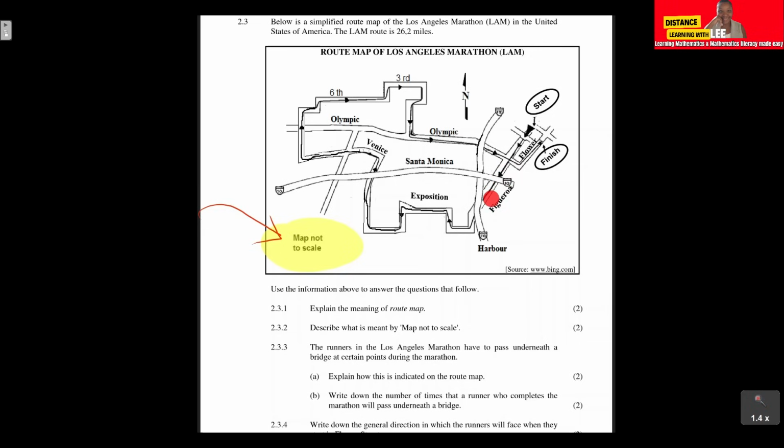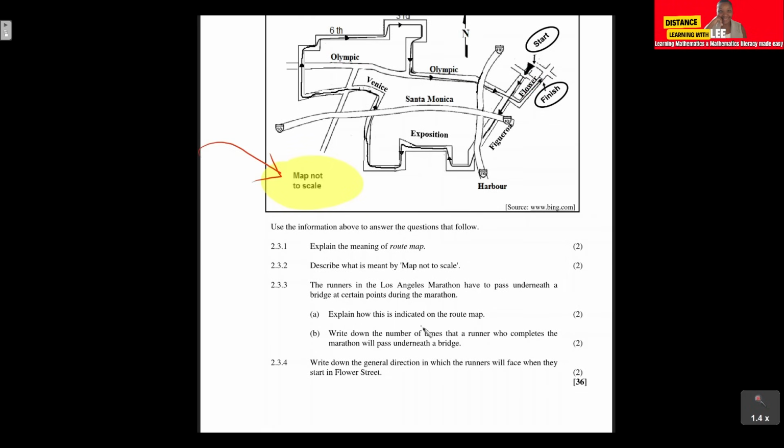Let's continue. Do you see it's disappearing again under this road? That means we've got a bridge there as well. Then we continue, and it's disappearing again under this road. That means this is another bridge. We continue, and it disappears again under that road until we get to the finish line.